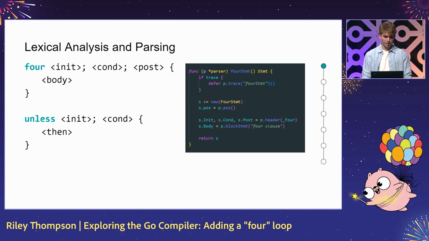Okay. Now that we have the structure for our statements defined, how do we go about actually parsing them into the syntax tree? First, we reuse the same helper function that parses out the initialization, condition, and post statement for a regular loop and if statement. And then we recursively parse the loop body. At this point, we're able to parse out the structure of our statement from the source code and are ready to move on to the next stage of compilation, which is type checking.